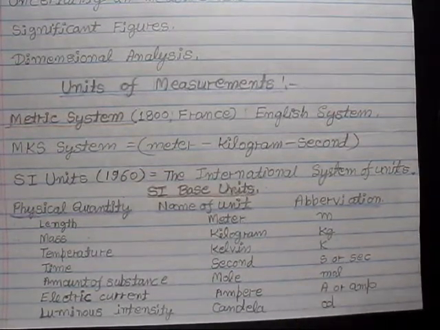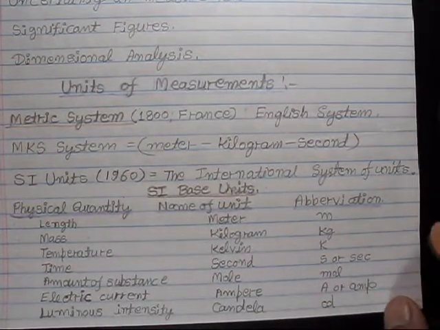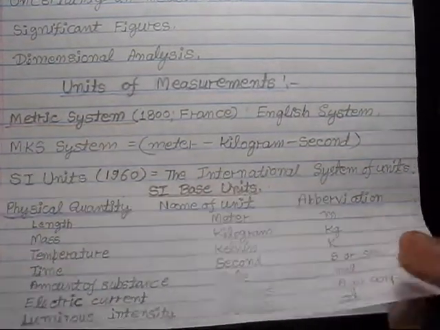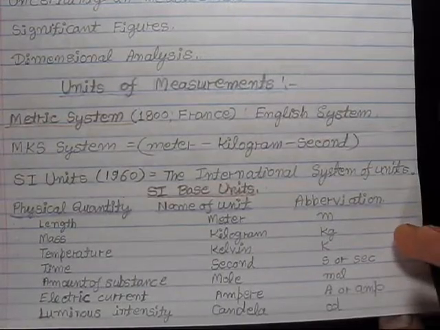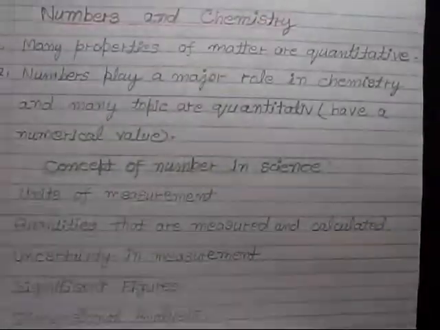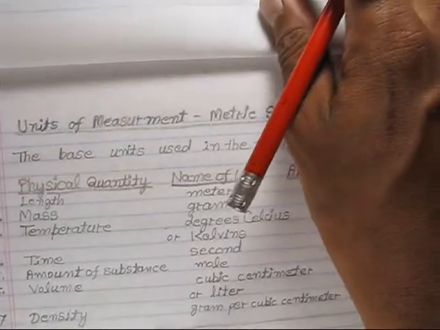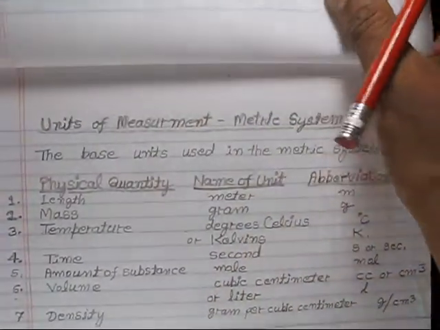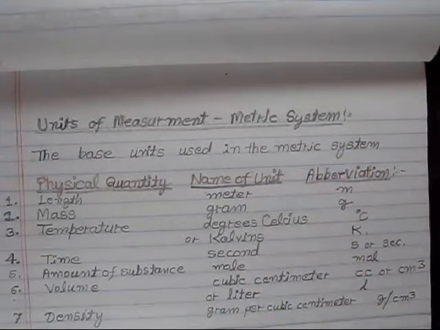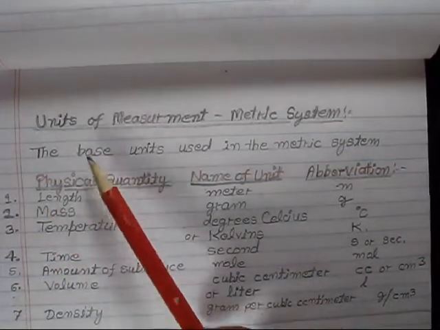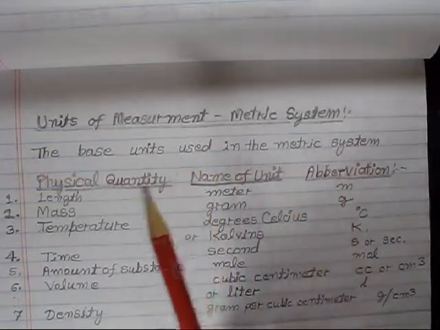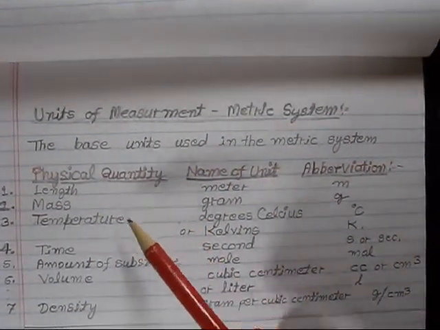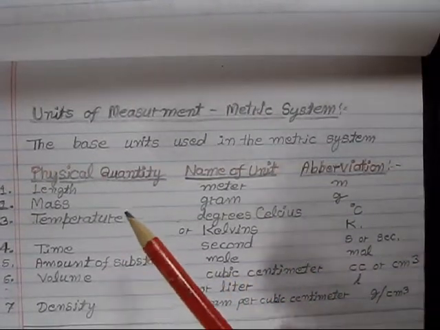I have very rarely used candela, only in the physics chapters, or you can say physical chemistry, but not in general chemistry. But still it is considered to be studied in this chapter. And if we talk about the units of measurement in the metric system, there are 7 types of units which we have to study in this chapter.